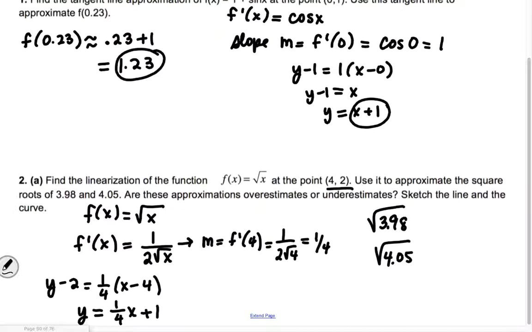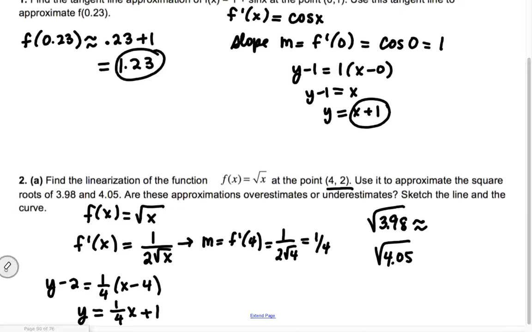That's fine. So if I'm finding an approximation for these, I don't go back to the square root because I don't know how to take the square root of 3.98. Will you have to put L of x? Yeah, the AP graders I don't think would care about that. Hopefully not. Who knows?